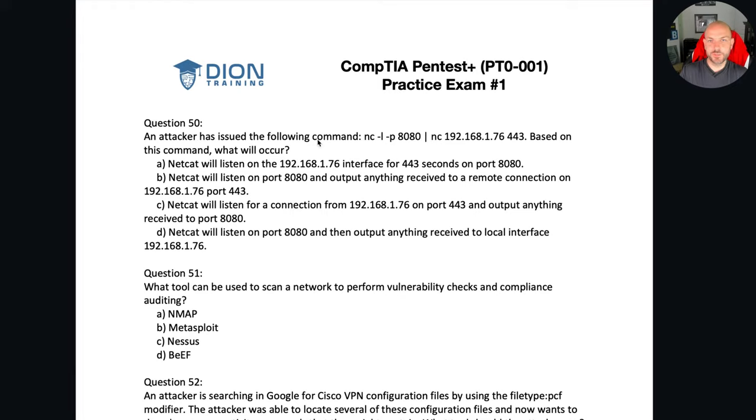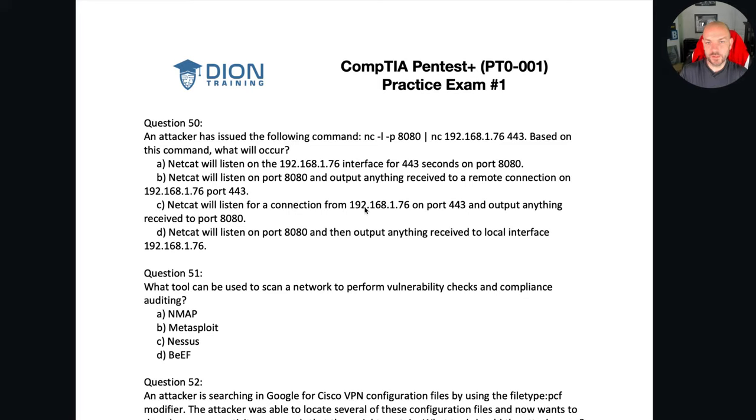Let's see. An attacker has issued the following commands: nc for netcat, local with that L, and then the port 8080, and then he piped it, or she piped it, they piped it, somebody piped it to netcat 192.168.1.76 443. So based on this command, what will occur? Netcat will listen on 176 interface for 443 seconds. No, that's garbage. Netcat will listen on port 8080 and output anything received to a remote connection on 1.76 port 443. Okay, maybe. I like that.